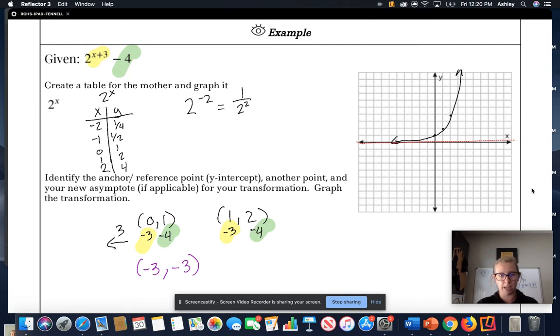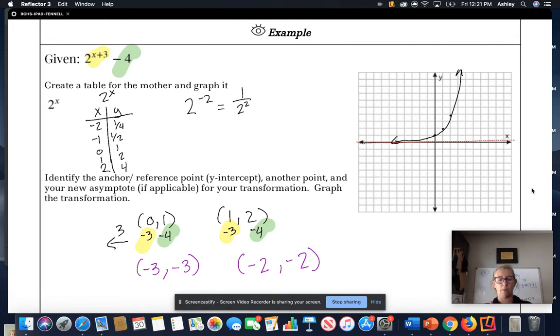-3, and then 1, -4. And then our other point would be at -2, -2. All right, so we're going to do our new asymptote because I said that's a really important thing to identify.